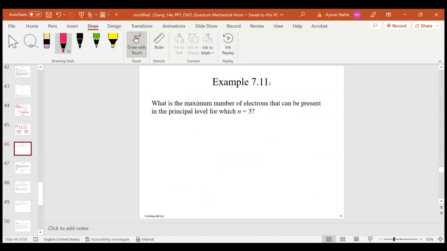Is it clear? Good. What is the maximum number of electrons that can be present in the level of n equal to 3? How much will it be?